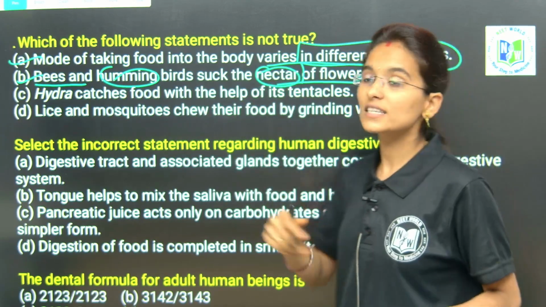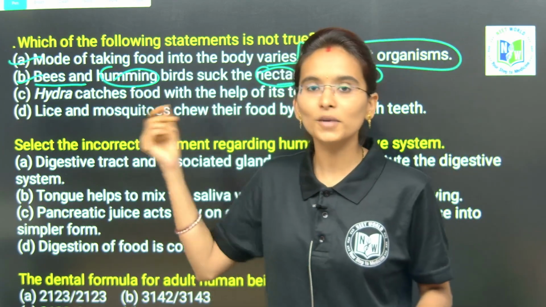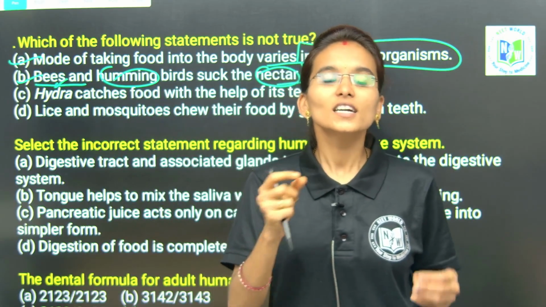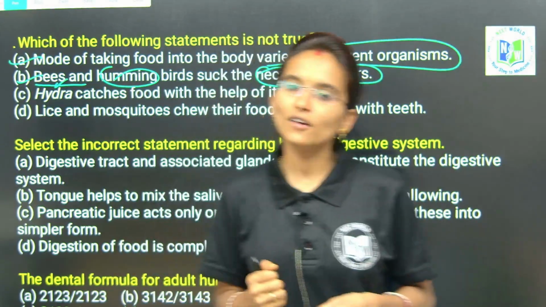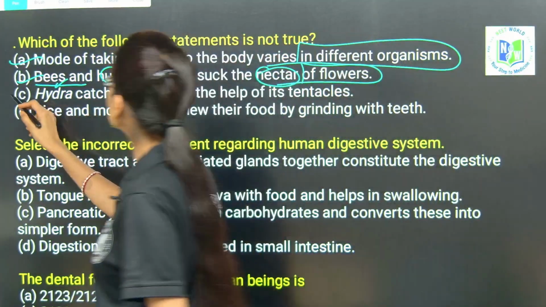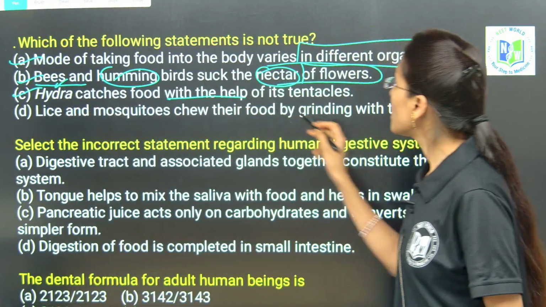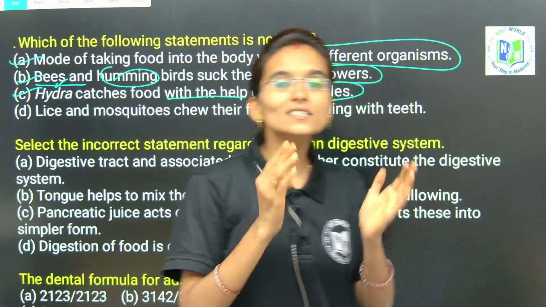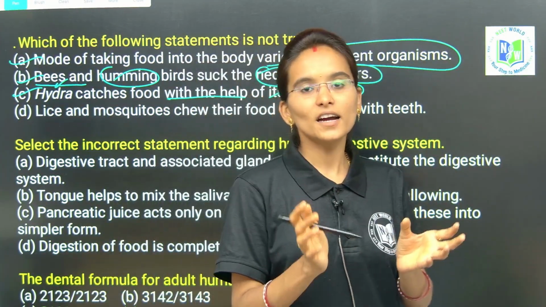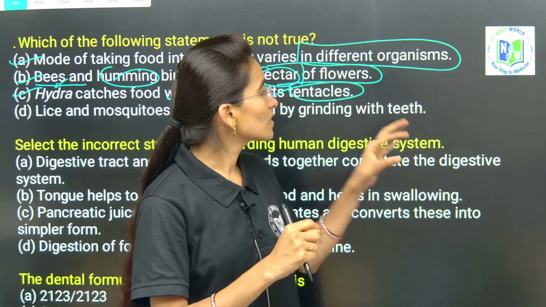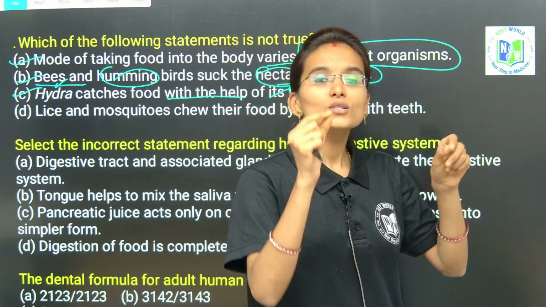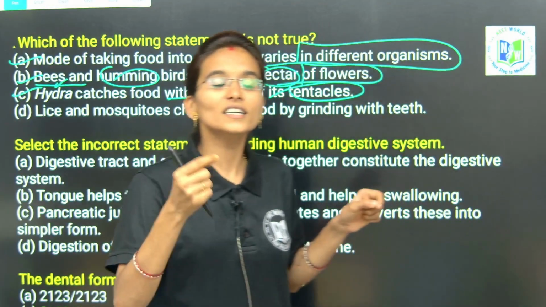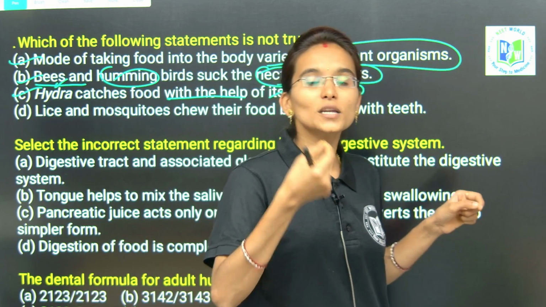We can see the long beak in the hummingbirds, whereas in the bees we can see the proboscis through which they suck the nectar from the flowers. And next one, option C: hydra catches the food with the help of its tentacles. What are tentacles, my dear students? These tentacles we can find in the hydra. The tentacles are long finger-like projections. They contain toxin and are very poisonous in nature.